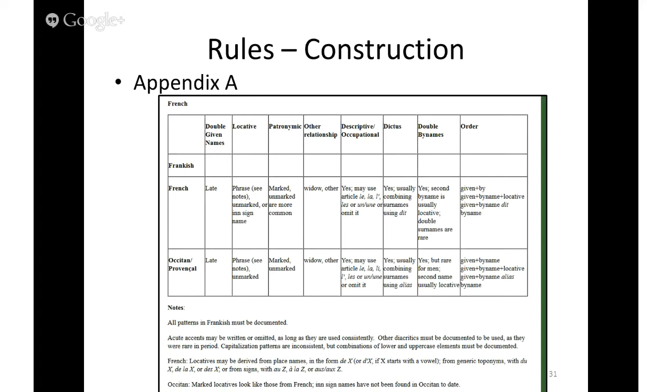So let's say you want to register a name and you have someone wanting to register Francois LeTaylor. Is that okay? Yeah, that's a given name plus a by name. Matches the pattern, assuming the name elements are attested. How about Francois LeTaylor de Paris? Does that match one of our patterns? It does. It's given name plus a by name plus a locative.